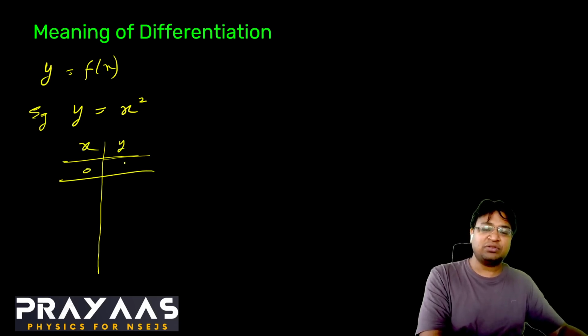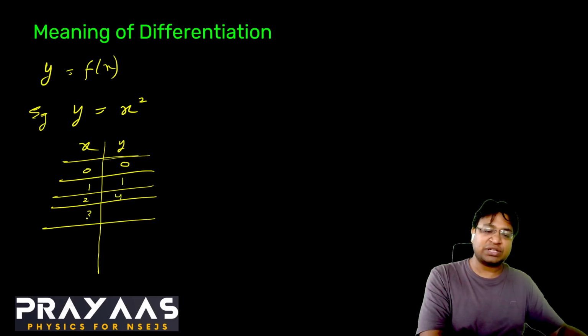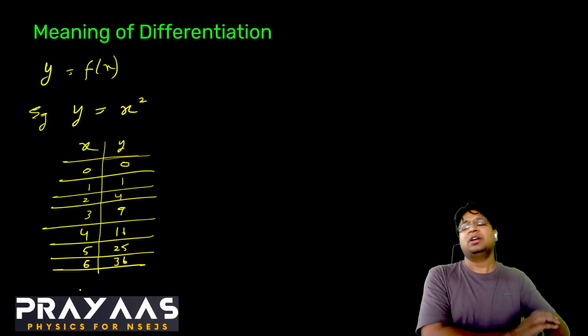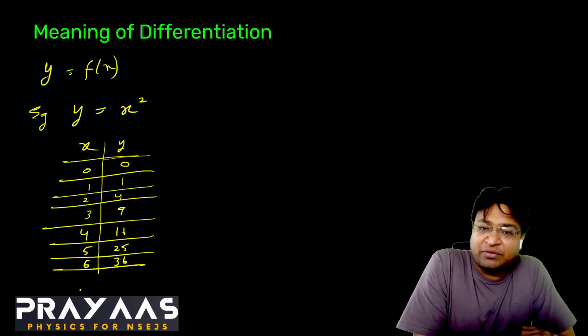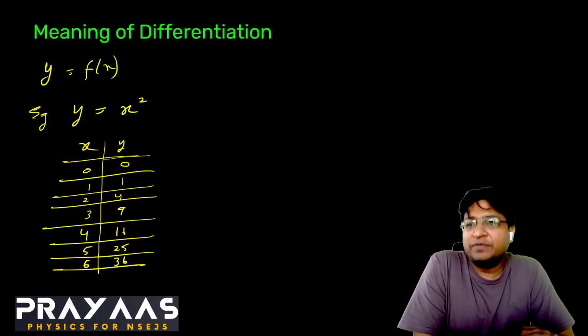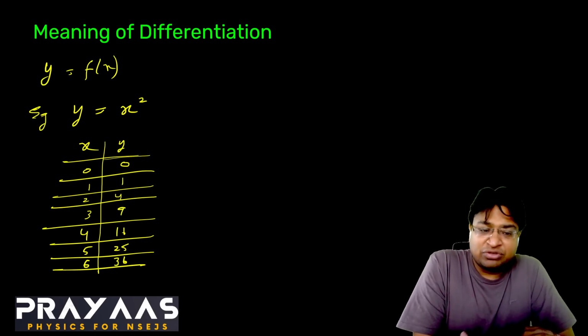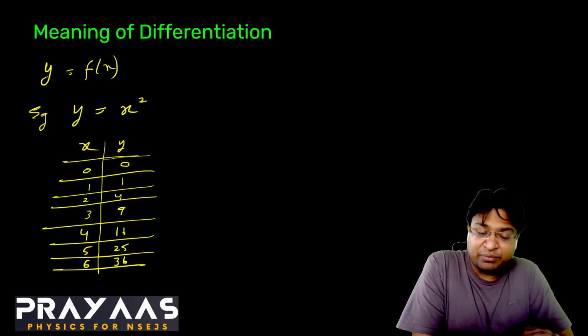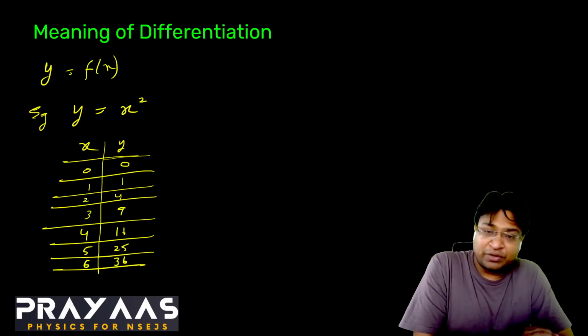If I choose x as 0, I get y as 0. If I choose x as 1, I get y as 1. If I choose x as 2, I get y as 4. If I choose x as 3, I get 9. If I choose 4, I get 16. If I choose 5, I get 25, and so on. You can continue making this. In fact, you can keep x as 1.5 also, 2.5 also, 3.5 also. You can choose more values in between these values. For example, you can go with 1.1, 1.2, 1.3, 1.4, 3.1, 2.1, like this.